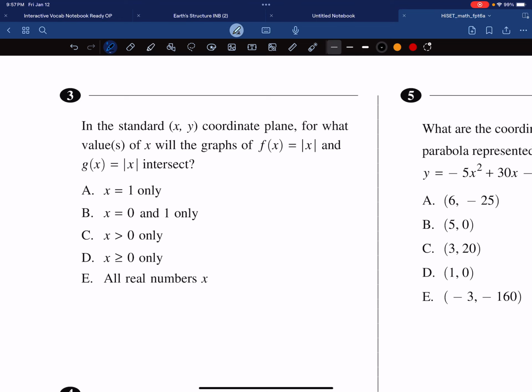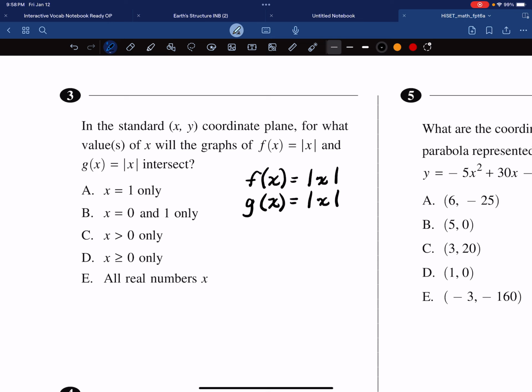Number 3 is testing your knowledge of function notation. In the standard XY coordinate plane, for what value or values of x will the graphs of f of x equals the absolute value of x, and g of x equals the absolute value of x intersect?